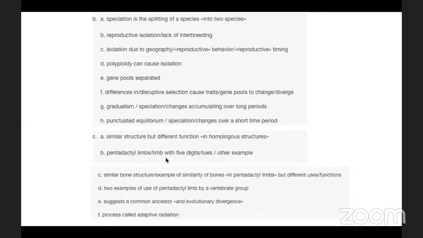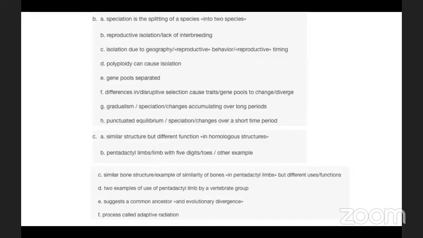Limbs with 5 digits. Digits ni bukan digit MAA. Digits ialah refer to, siapa yang belajar French tahulah perkataan doigt. Means jari. Digits or toes. So apa yang ada dalam pentadactyl limb ni, they have similar bone structure. Kita bercerita pasal example of similarity but different uses of function.